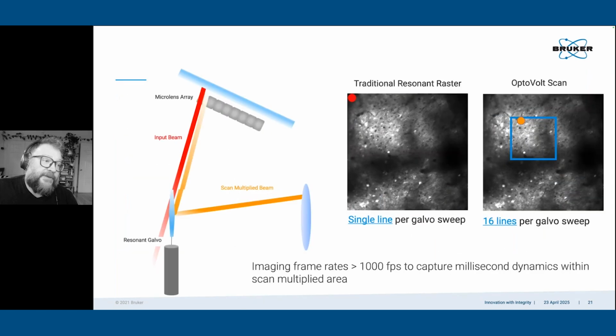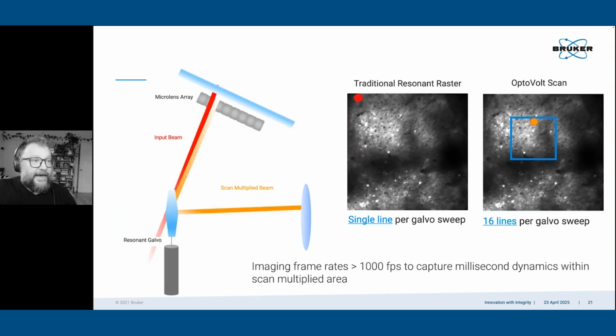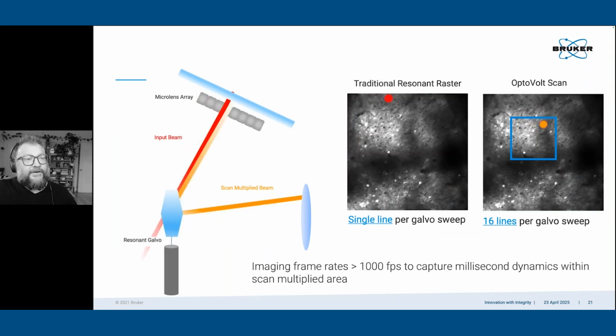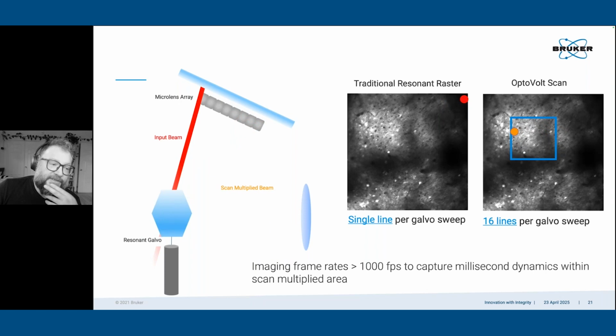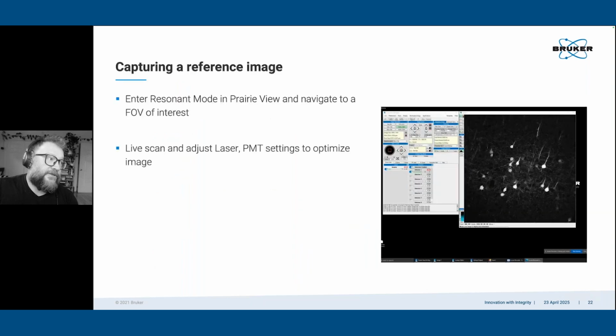What this looks like on your sample, of course, is that one scan of this resonance scanner would produce 16 lines per sweep. It is a somewhat limited field of view, and I'll show you a little bit more about that. But it allows us to capture now over 1,000 frames per second of an area of interest. And it integrates really well into our software.